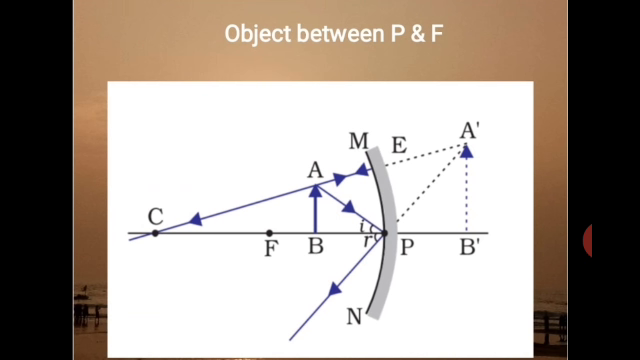The second ray that is drawn is AP, the light ray which is falling obliquely at the pole, the point P on the mirror. This moves down as the reflected ray which satisfies the laws of reflection. So here we see that our angle of incidence I is equal to angle of reflection R. Now these two rays do not meet actually at any point, because you see the rays are diverging. They will never meet at any point on the left hand side of the mirror.